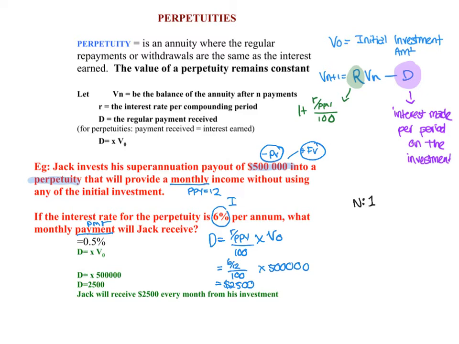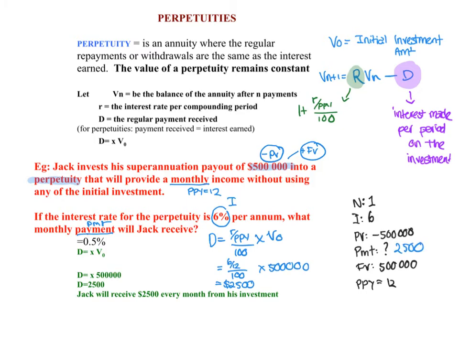We'll just do that. And we'll say the interest rate, which was 6%. PV, I'm going to put negative 500,000. Payment is the question. FV is where I'm going to put the positive one, because they always remain the same. And PPY equals 12. So you'll do that and you end up with 2,500 there as well.